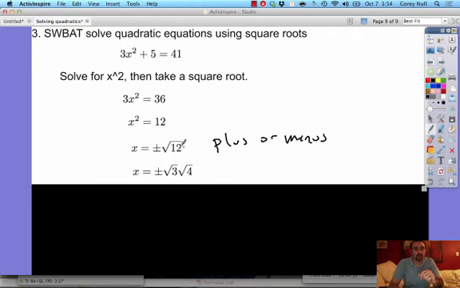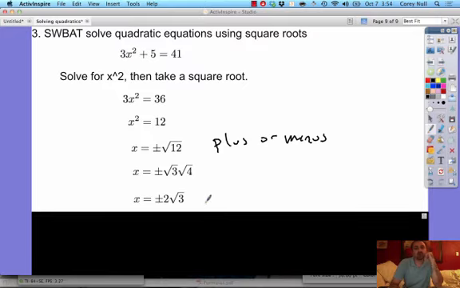Okay? And by that rule of square roots, I can separate this into the square root of 3 times the square root of 4. But the square root of 4 is 2, so this becomes 2 root 3. So there's really two solutions here. It's 2 root 3 or negative 2 root 3.